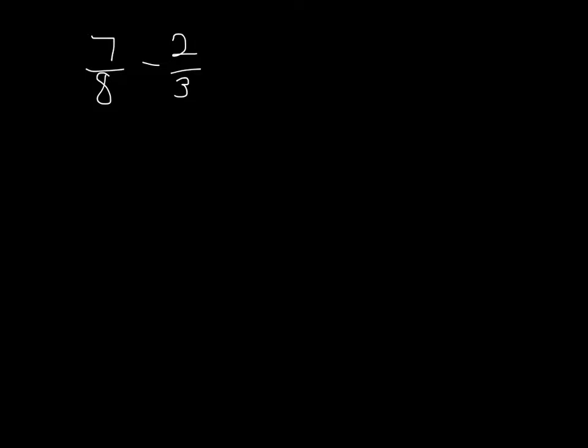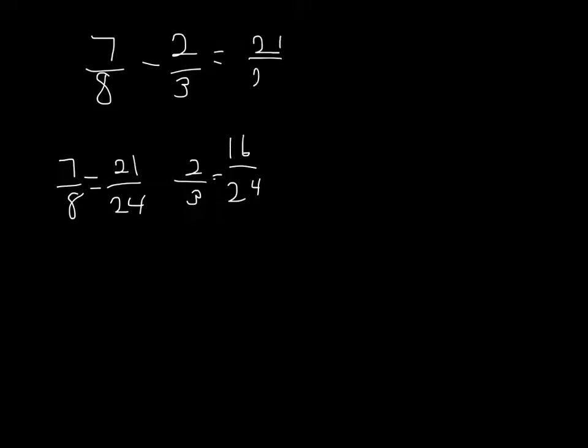I know I have 8, 16, 24. Oh, 24 is a multiple of 3. And so I would change this: 7/8 is the same as 21/24, and 2/3, well, 3 times 8 is 24, so 2 times 8 is 16, is the same as 16/24. So I would do 21/24 minus 16/24, and I would get 5/24 as my answer. Okay, and so that's not so complicated.